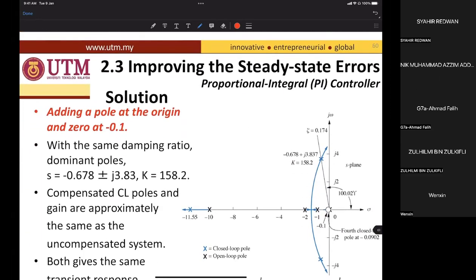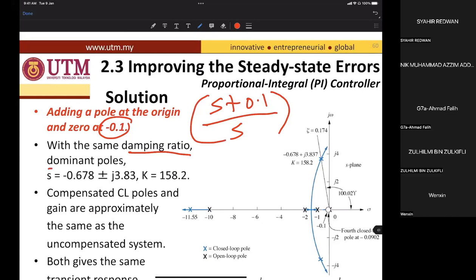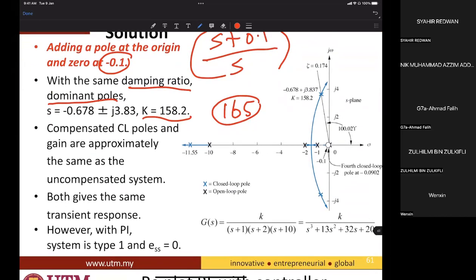That's why we add a PI controller with the pole at 0.1. So S plus 0.1 over S, the PI controller, with the same damping ratio, with the same dominant poles. So we get the K value now is about 158, not far away from 165. After we insert this S plus 0.1 over S and draw the root locus again, it's not far away. Compensated closed loop poles and gain are approximately the same. That's important.